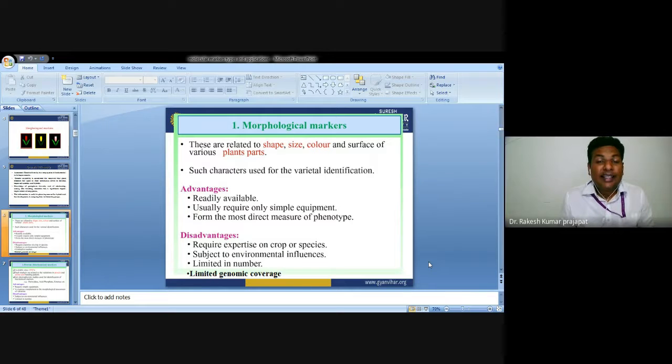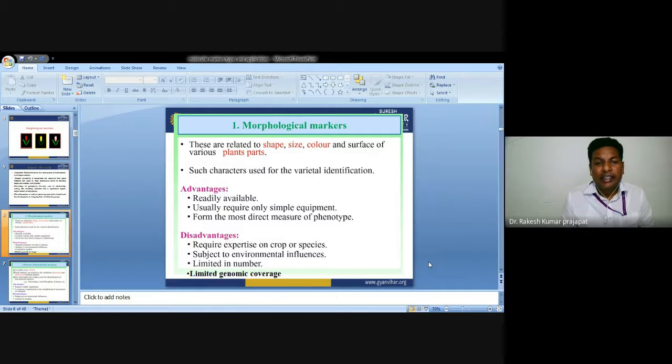As I told you, these are related to the shape, size, color, and surface of various plant parts. It may be seed, flower, fruit, leaf, or plant growth habit. These morphological markers can be easily seen by our naked eyes. Such characters are used for varietal identification.